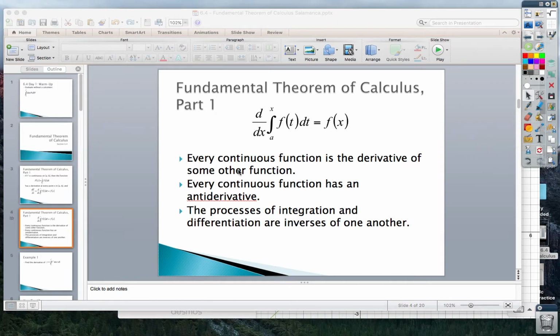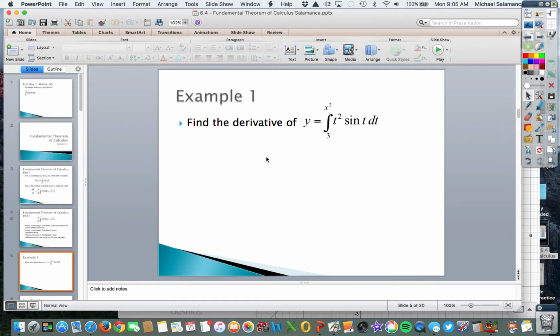So every continuous function is the derivative of some other function. Every continuous function has an antiderivative. And the processes of integration and differentiation are inverses of one another. So remember, this is what we're saying: derivatives and integrals are opposites of each other. So let's try some practice problems.